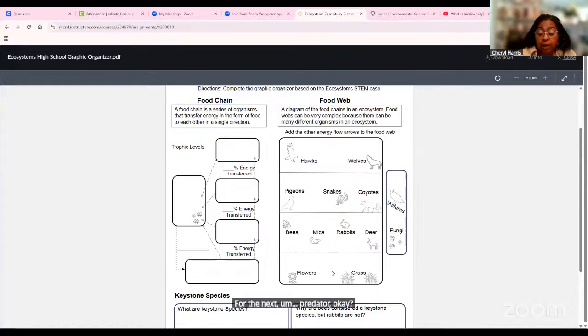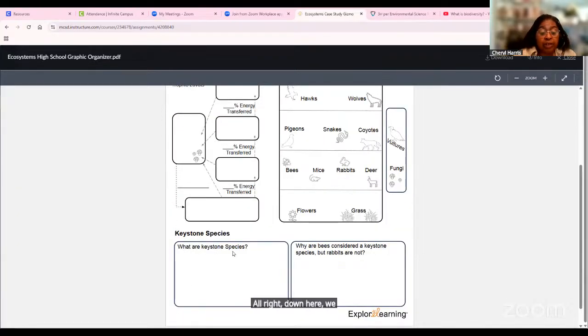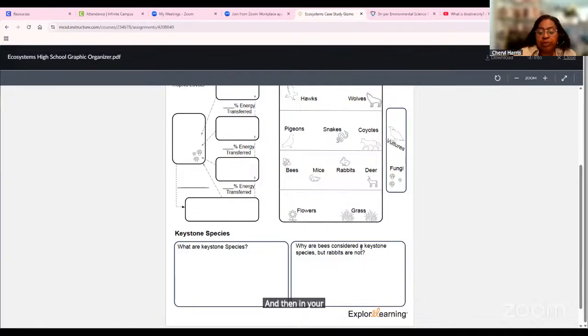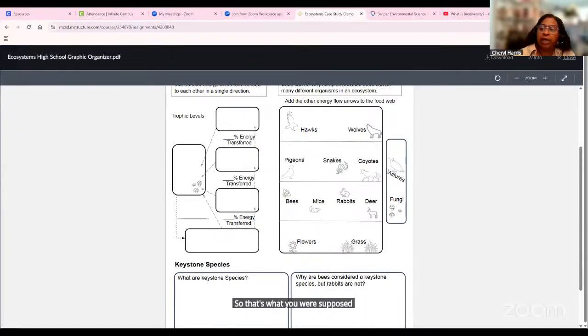Okay. All right, down here we had you define, so you had to just take that word from the glossary. What is the keystone species? And then in your particular activity, bees were considered the keystone species. So you wanted to look at what was their role and why are they more important than the rabbit? What would happen if we took out the bees, but not the rabbits? So that's what you were supposed to do with that.